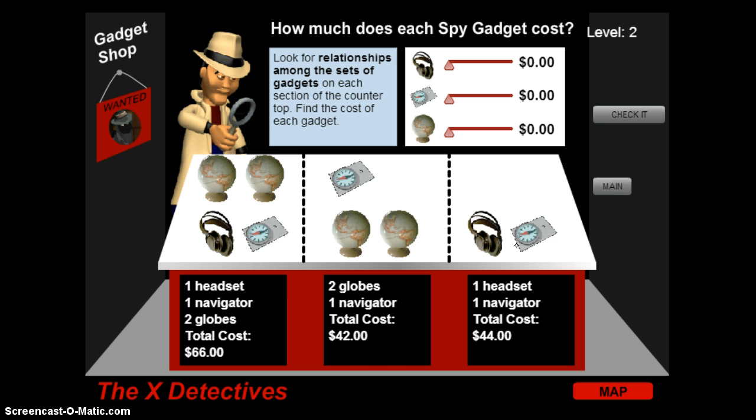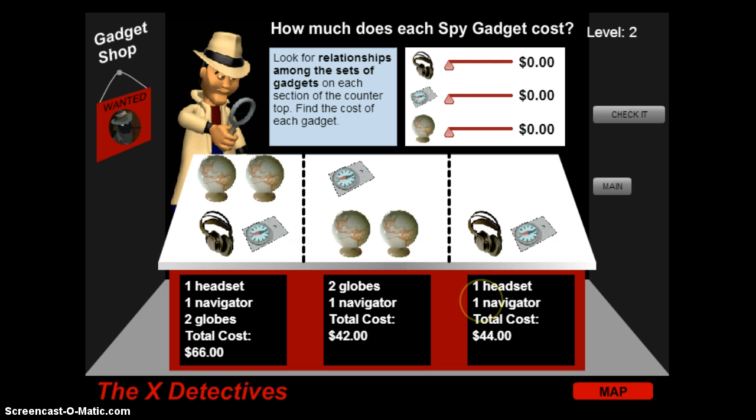To find the cost of each spy gadget, we need to take a look at the relationships among the sets. We have a navigator in each set. That's common. There's nothing else in common. We have 2 globes in 2 of the sets, and we have 1 headset in each of the sets.